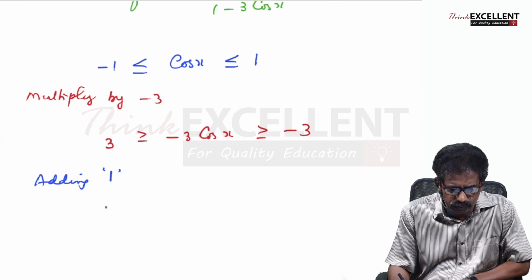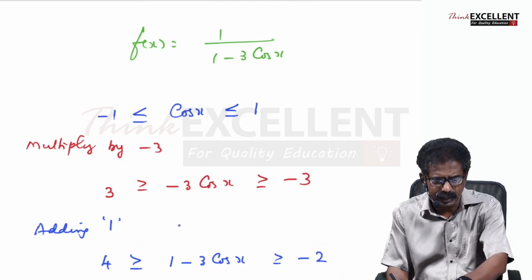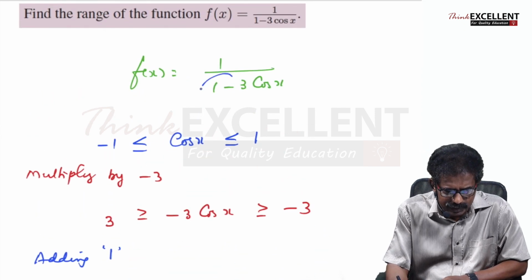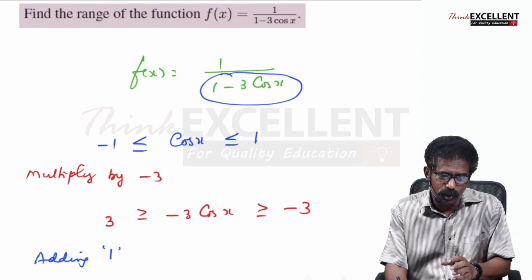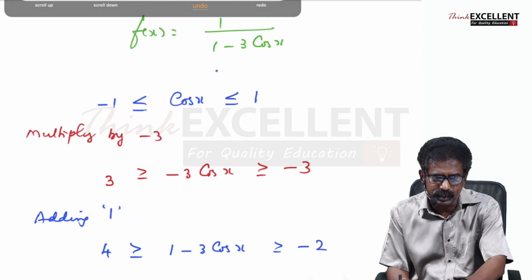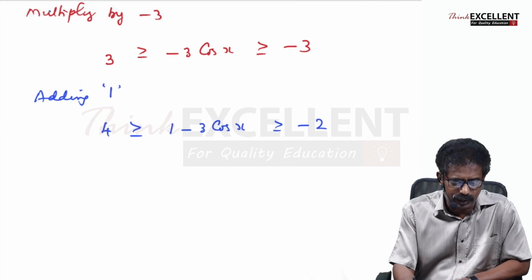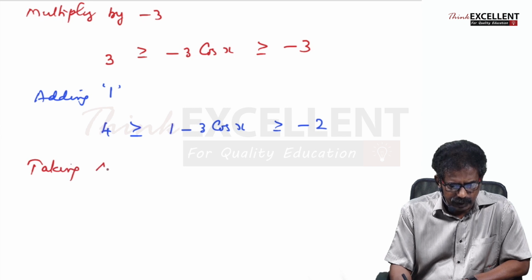So 3 plus 1, 4, greater than or equal to 1 minus 3 cos x, greater than or equal to, add 1, you will get minus 2, right? So 1 minus 3 cos x, you got it. Our aim is to get that f of x. So what is f of x? 1 by that. So the next step, I have to take reciprocal, right? You take reciprocal.